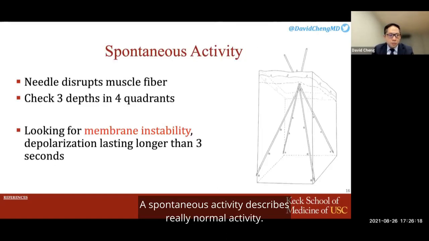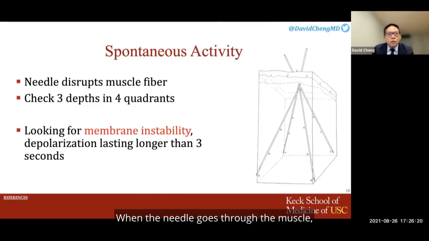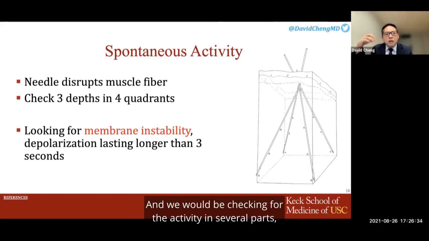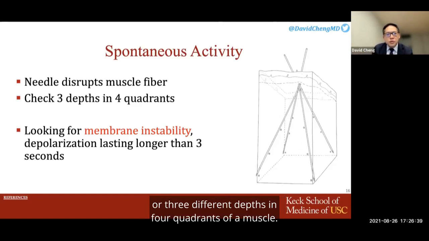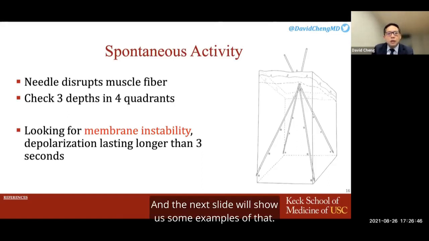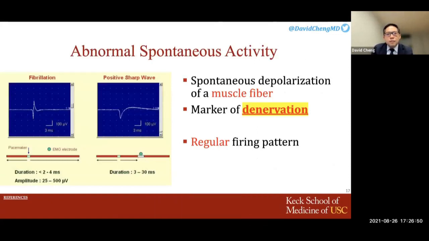Spontaneous activity describes really normal activity when the needle goes through the muscle. It causes irritation to the muscle membrane. It can also cause a release of electrical activity. And we would be checking for the activity in several parts, or 3 different depths in 4 quadrants of a muscle. That spontaneous activity, if it's prolonged, can indicate more serious problems. And the next slide will show us some examples of that.